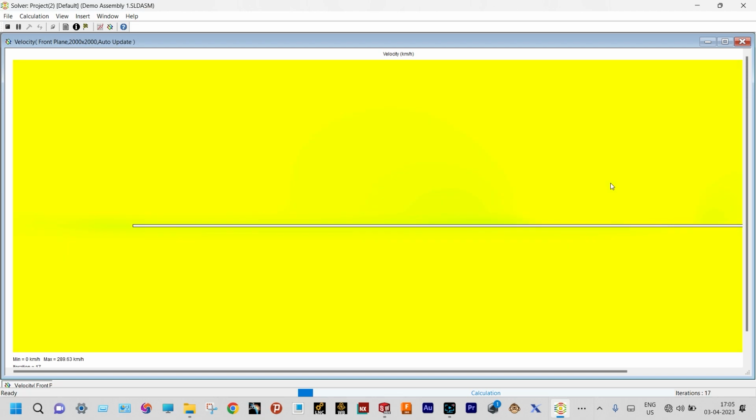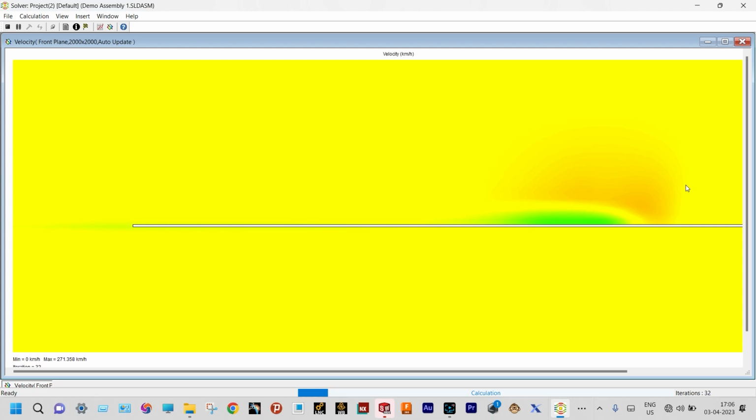This is actually showing velocity distribution in kilometers per hour. As time proceeds, you will see different velocity, pressure distribution, etc. Right? Now it is clearly visible at this moment. The velocity profile will become prominent as time proceeds.